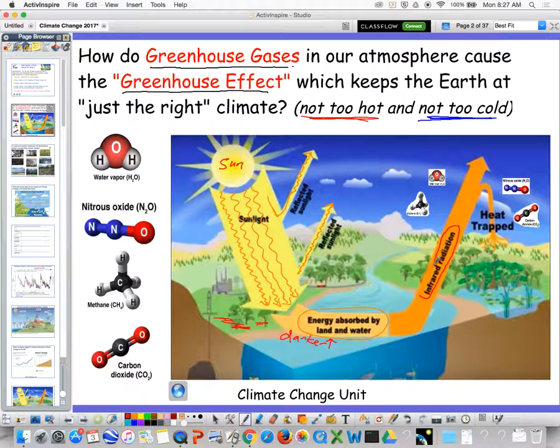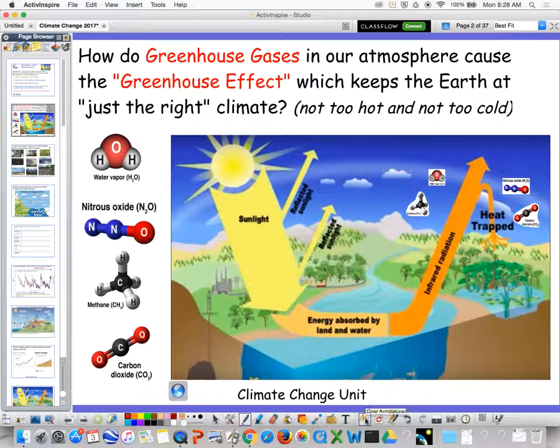It's a radiation we cannot see. It is a weaker form of radiation. It travels at a longer wavelength than the radiation coming from the sun. So what happens when the Earth releases that infrared radiation? This is where the greenhouse effect comes into play. So that's what I'm going to go over right now.